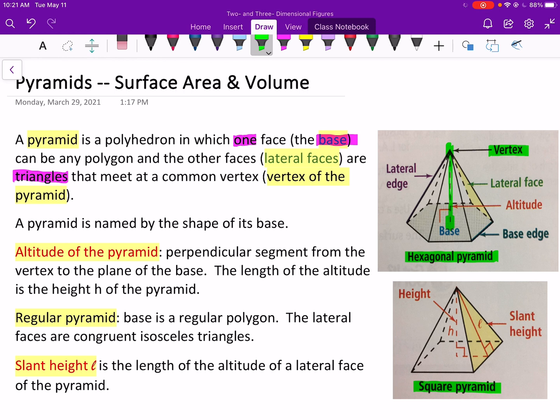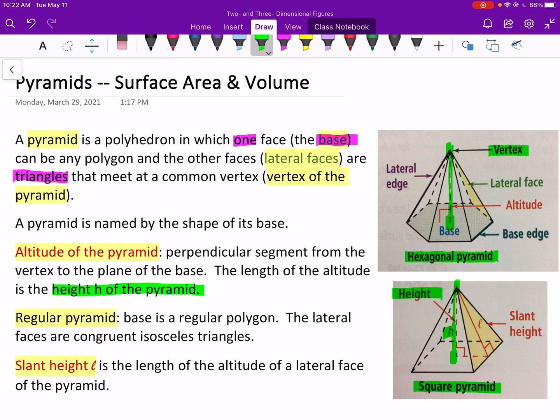The length of the altitude is the height of the pyramid. So you will always find the height of a pyramid going from the vertex straight down inside of the pyramid to the center of the base. That is called the height of the pyramid.